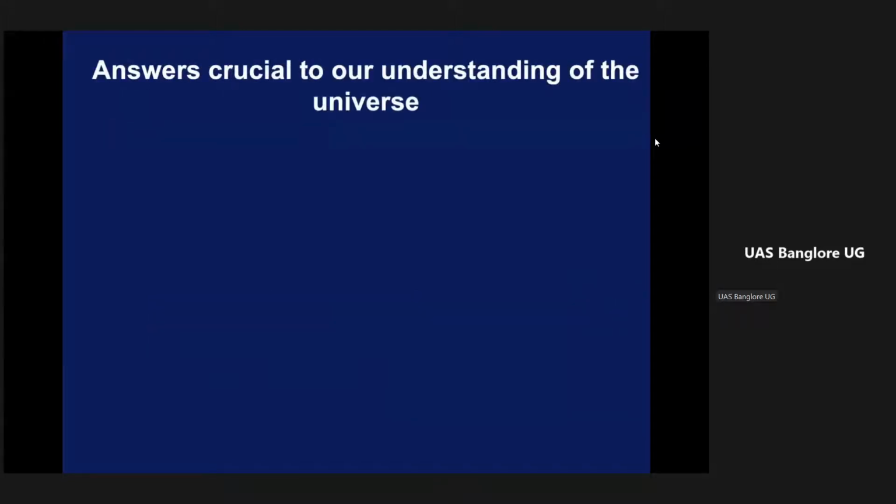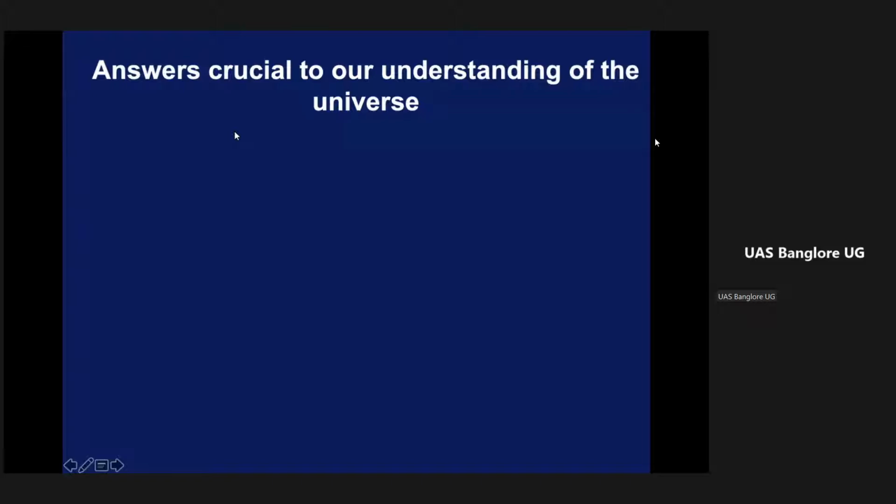So there are two definitions. What is taxonomy, or what is systematics? I'll come to that definition. Okay, so coming to today's class, a few things. Suppose, okay, we know the answers to some crucial questions about the universe. So there are some answers which we know. Okay, why taxonomy becomes important, I'll come to that.